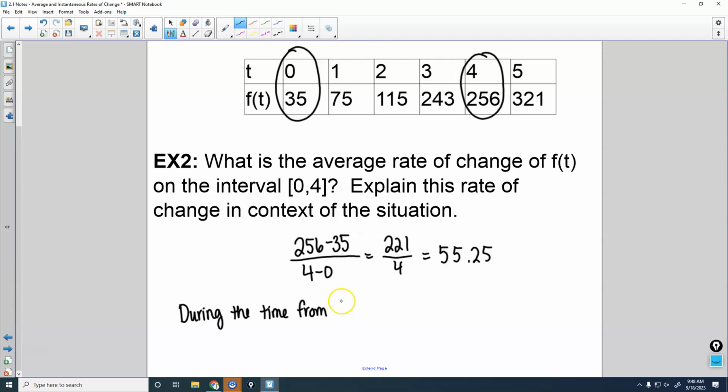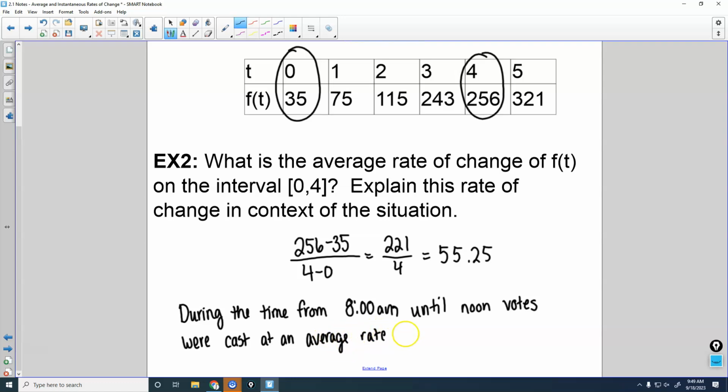So during the time from 8 a.m. until noon, votes were cast at an average rate of 55.25 votes per hour.